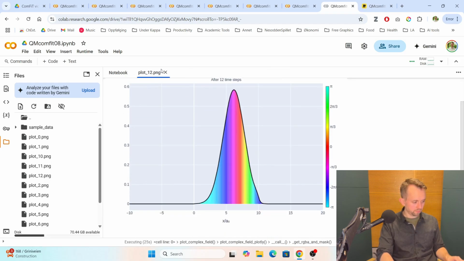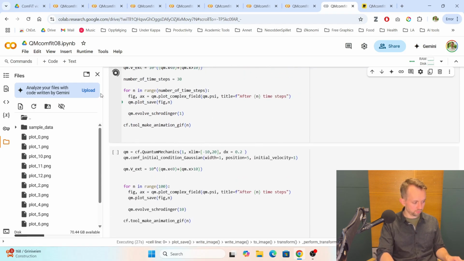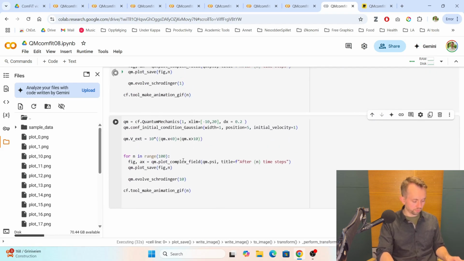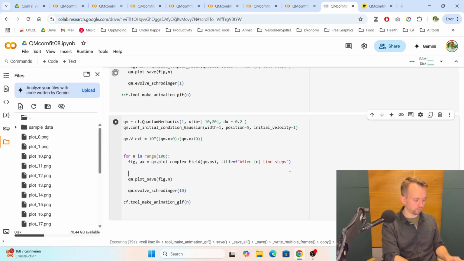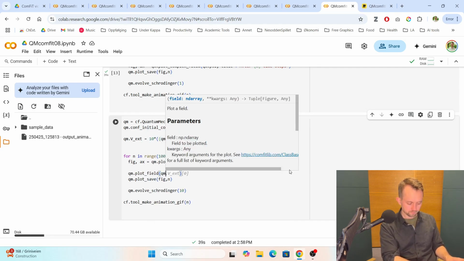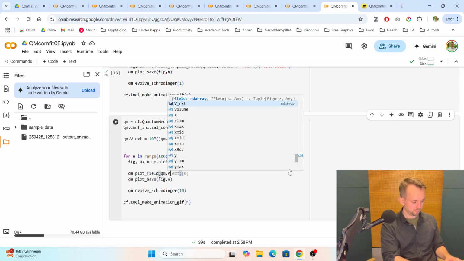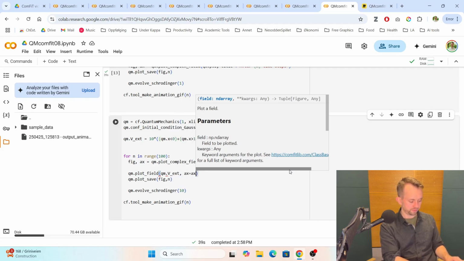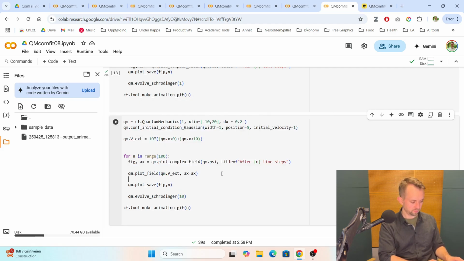Okay, so yeah, we're not seeing the potential in here. So I'm actually going to also plot the potential in here. The way to do that is that I need to specify that I also want to plot the potential inside here. So qm.plot field qm.vxt, and then I need to specify that it's in the same axis.